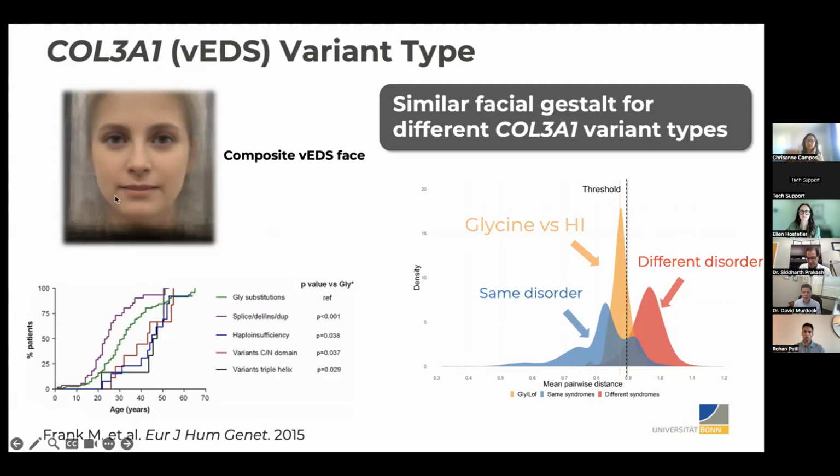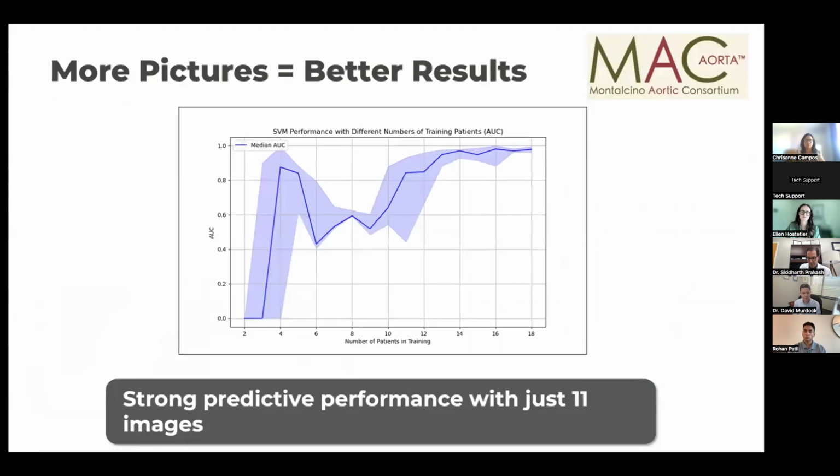But when we do this kind of analysis using AI, we see that when we group those patients together, the AI tool is able to recognize those equally well. So the facial phenotype or facial gestalt for all mutation types in COL3A1 is similar enough that we can group them together. That was really important because we wanted to demonstrate that this technique can be applicable to not just some mutation types, but all mutation types, and that's what we showed here.